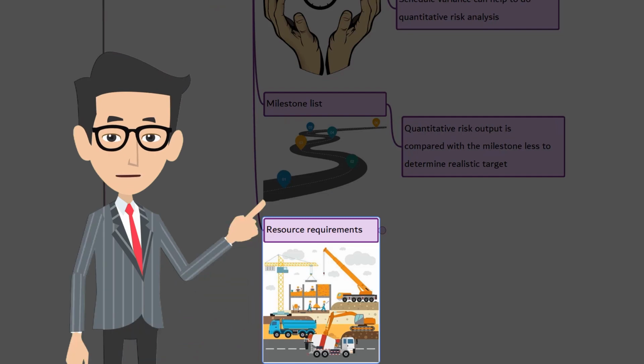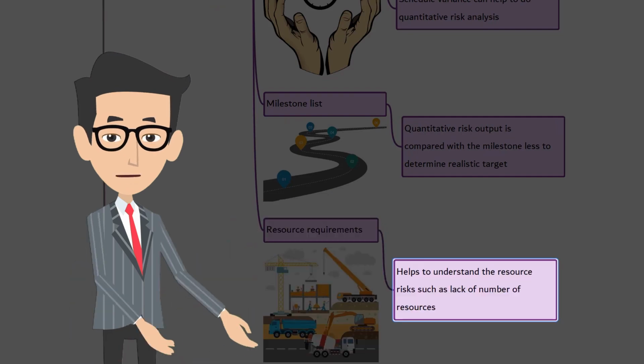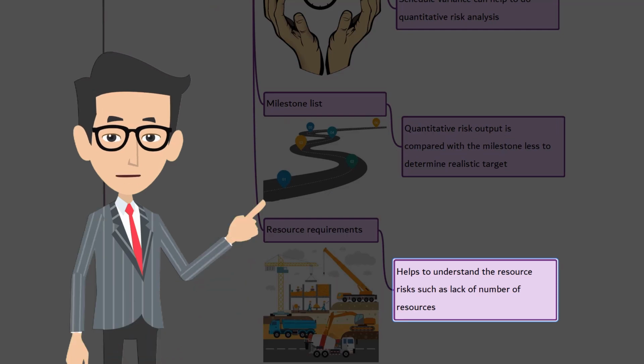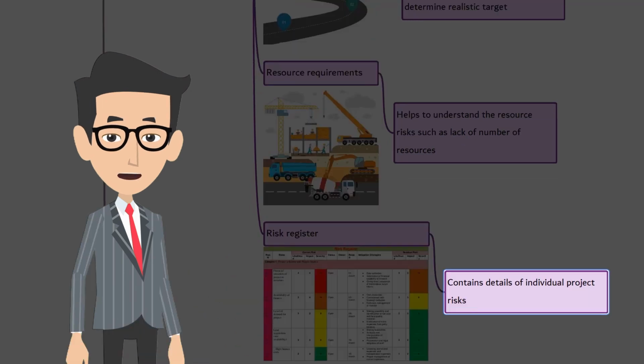Resource requirements. Upon reviewing the resource requirements, the project manager can estimate the risk related to resource, such as lack of number of resources to complete the project. Risk register. Typically, the risk register will contain details of individual project risk, so they become an input.